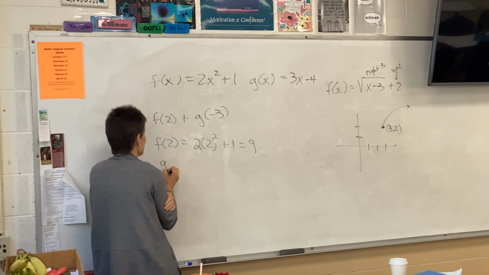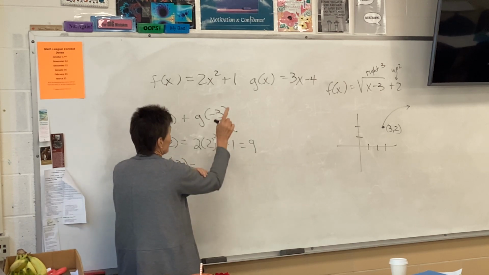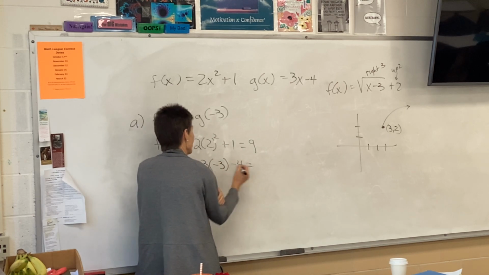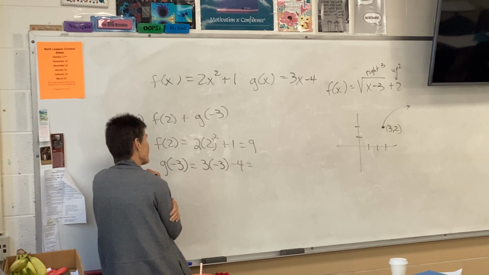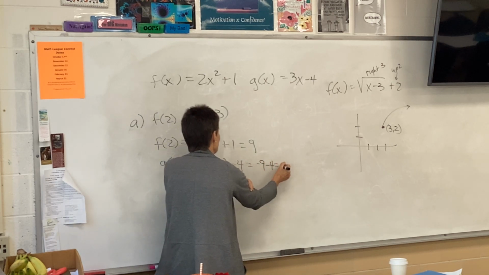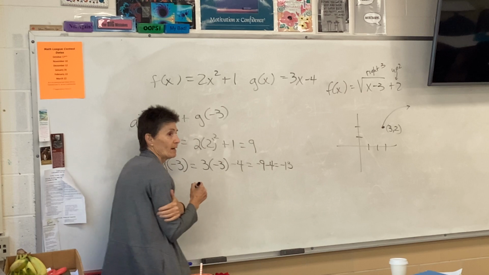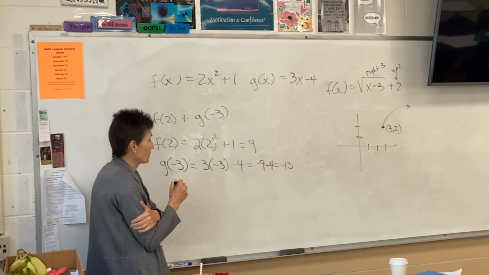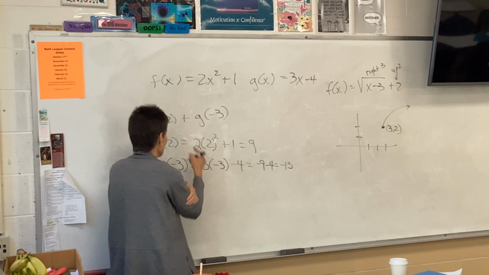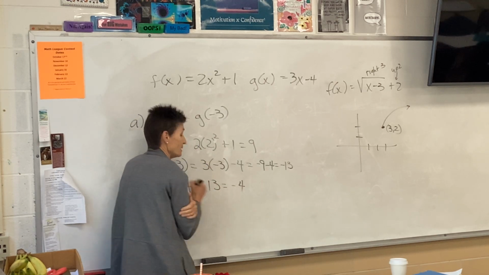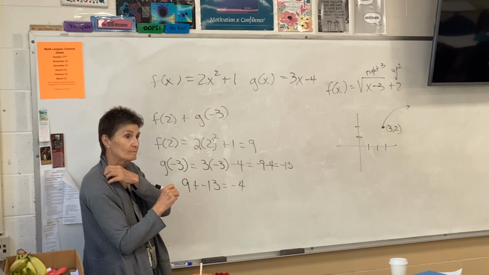And then we'll find g of negative 3. That will be 3 times negative 3 minus 4, which is negative 9 minus 4, negative 13. You'll be allowed to use a calculator to help you. So 9 plus negative 13. We add those two together, that's what the problem says. So the answer is negative 4.